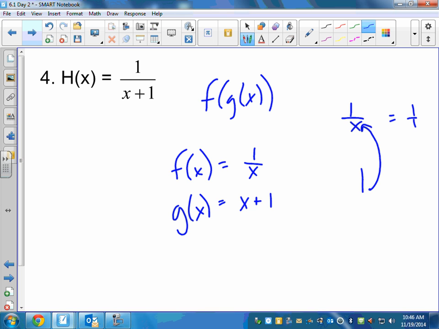Could g of x be x plus 1? Oh, this is like mind-bending tricks, right? You're like, oh, my head hurts. But that's true. I could now take that and plug it in for that, and I would get that. Why they have you do this is it's harder to go this way sometimes, because you have to think backwards of how would I break this apart.